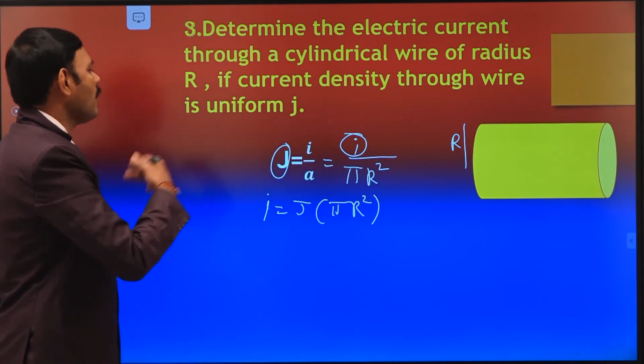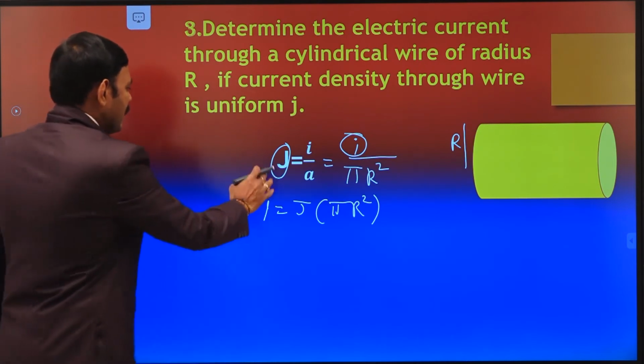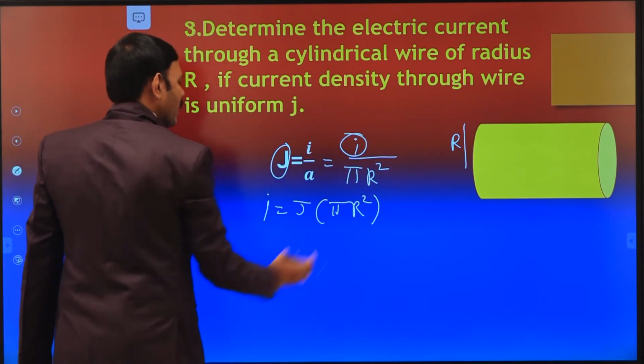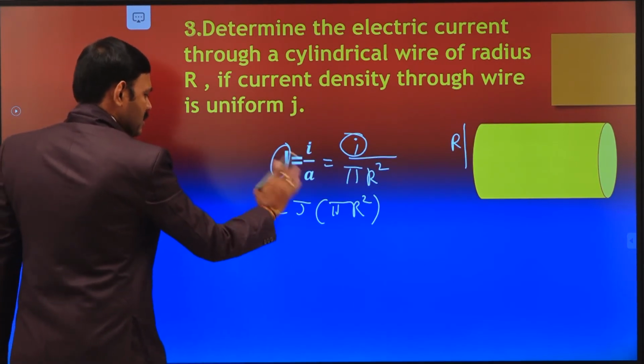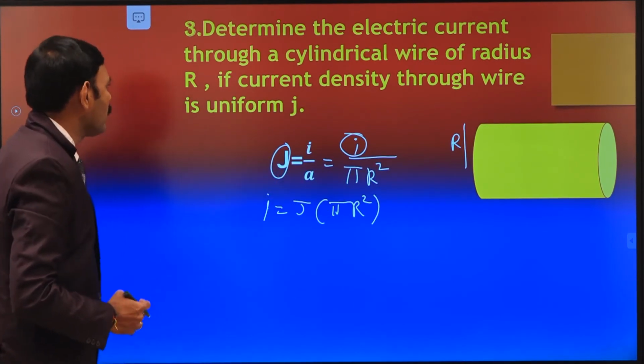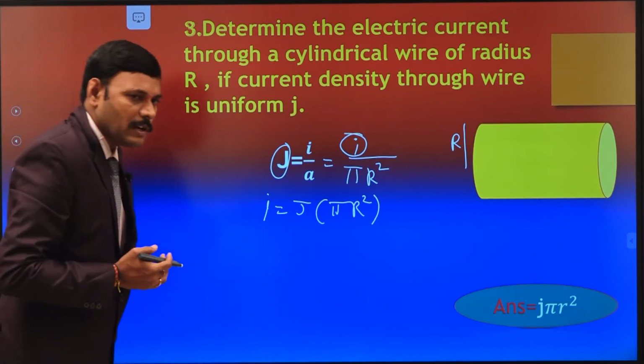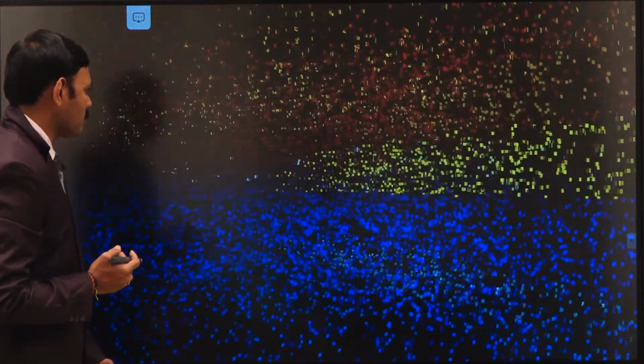For a variable J we have to use integration. We know that current density is I by A. I by area of cross section of the cylinder, pi r square. On cross multiplying, J into pi r square is the electric current through the cylinder. So this is the answer, J into pi r square. Let us move on to the next problem, students.